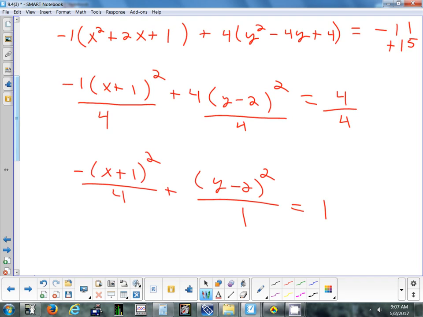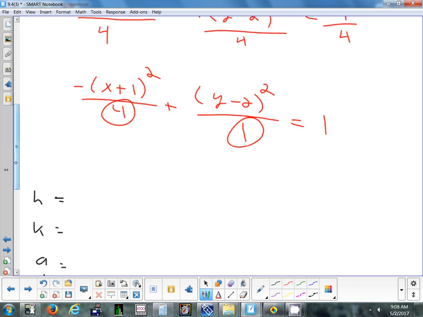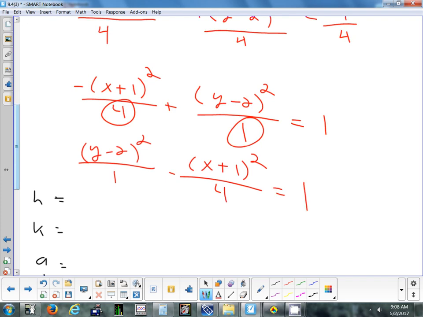There's still something wrong with that left-hand side. The positive term should be first. If you don't do that, I think you're going to mix A and B up. Right now, that's A, that's B. And I said A was always the first denominator, but that's if you write it in standard form. So switch these two terms. Positive first, negative second. Now we're perfect, and from here, it's just like a regular problem.